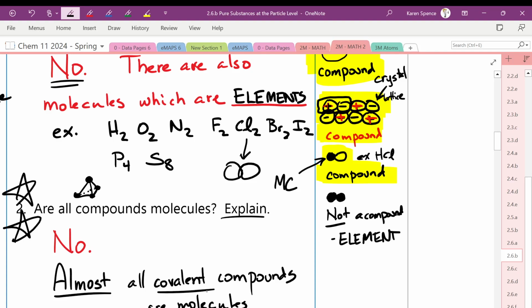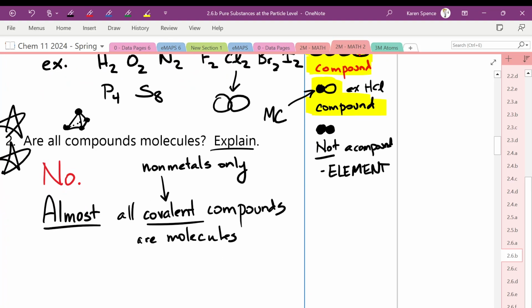What does it mean to be a covalent compound? What are you made of if you are a covalent compound? Non-metals only. I'm not going to make you responsible for the exceptions right here. I'll just give you an example. For example, silicon dioxide, which is what glass is made of, is a covalent compound and it is not molecular. But we're not going to worry about that. We're just going to basically say covalent compounds are molecules.